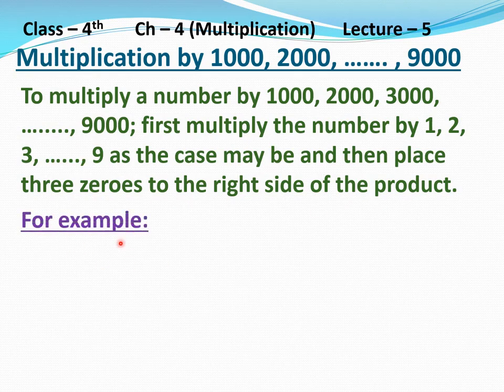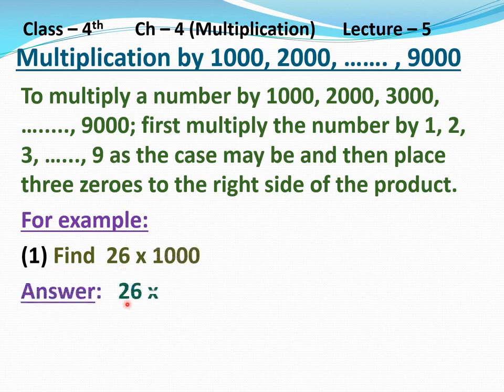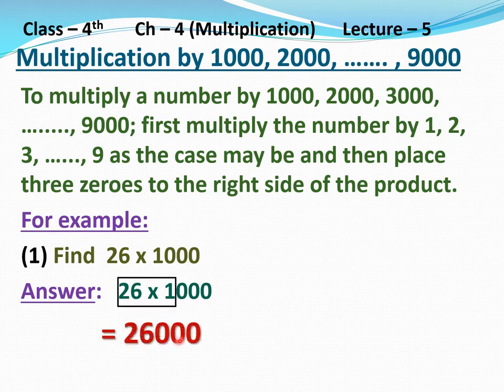For example, question 1. Find 26 multiply 1000. Write answer 26 multiply 1000. First multiply 26 by 1 and then place 3 zeros to the right side of the product. So write down equal to 26,000. Thus 26 multiply 1000 equal to 26,000. Clear?